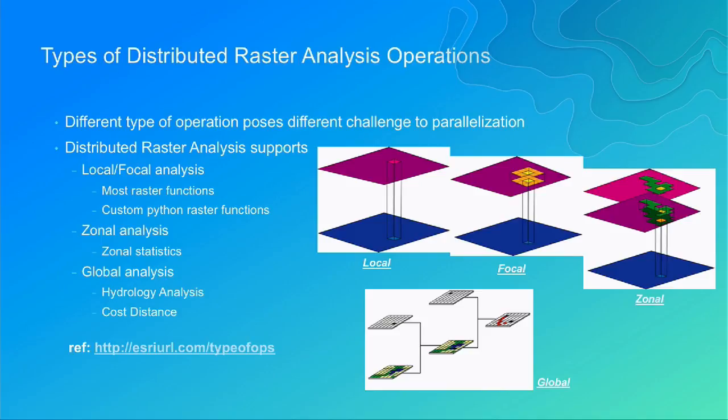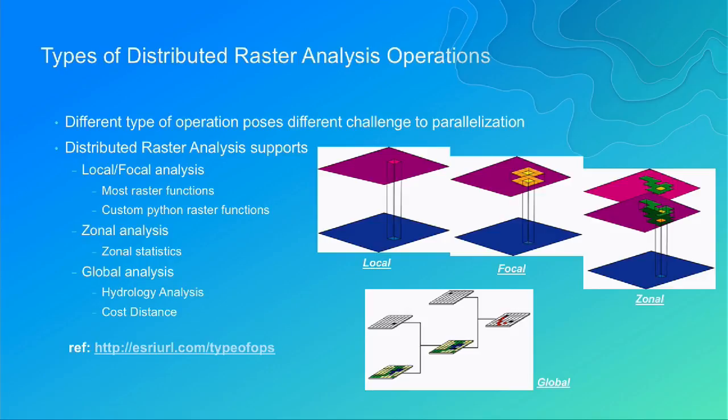There's also zonal analysis, which expands a little bit. So you need to define a zone where you want to perform your analysis. A typical example is zonal statistics. So in order to parallelize that kind of analysis, we actually have to do it differently, right?